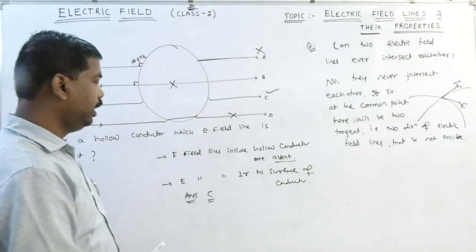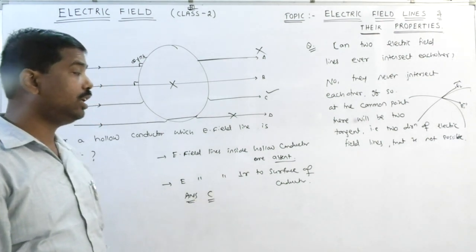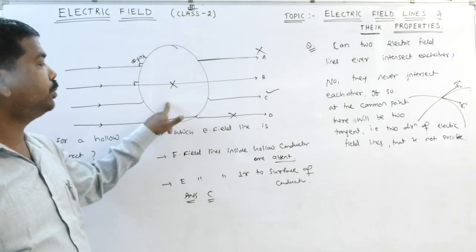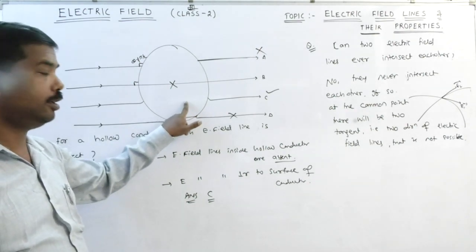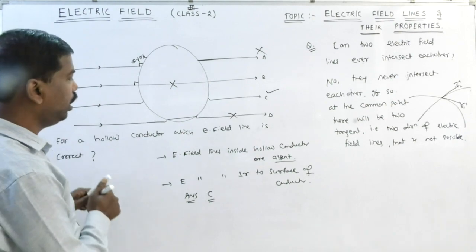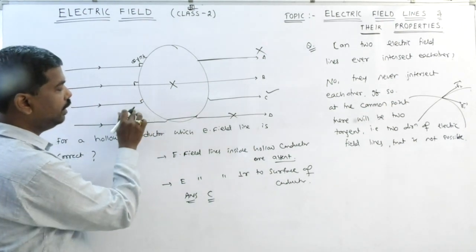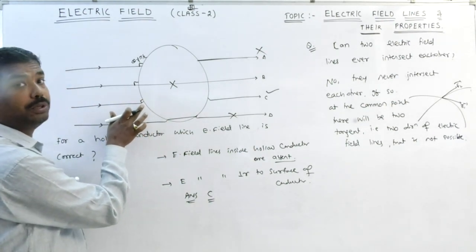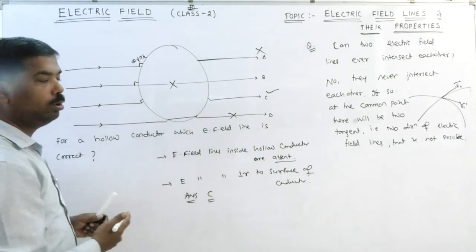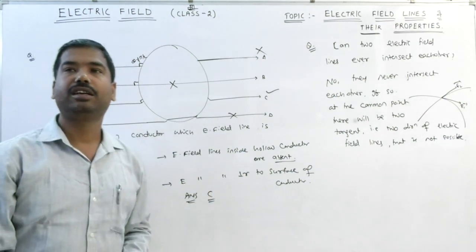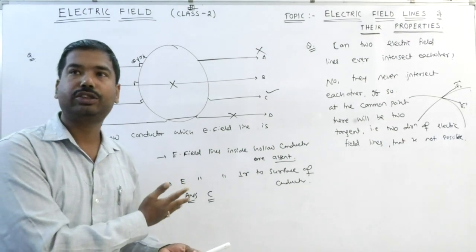Electric field lines inside a hollow conductor are absent, because in case of C there are no electric field lines inside the hollow conductor, and the electric field lines are perpendicular to the surface of the conductor. So option C is correct as compared to the others.